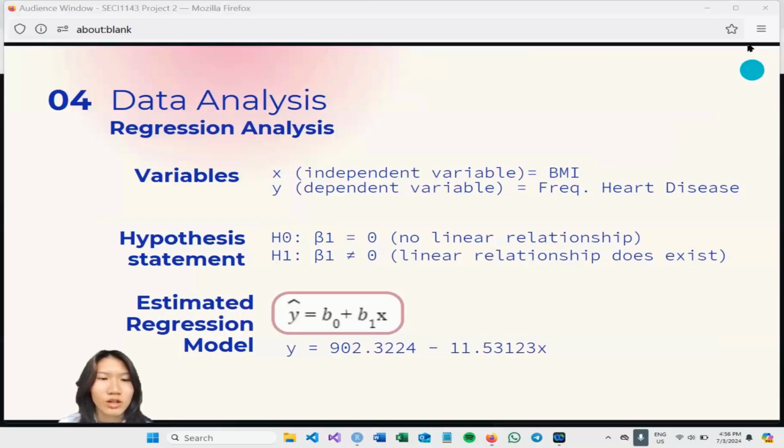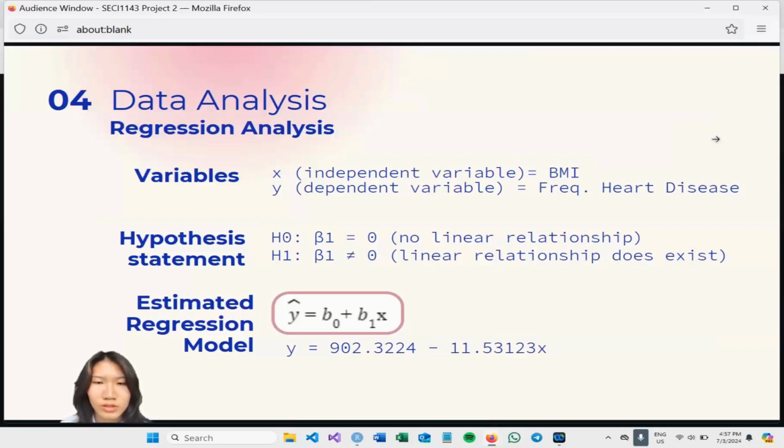Next, the third one is regression analysis. For this one, the independent variable is the BMI index, while the dependent variable is the frequency of heart disease occurrence, just like the previous correlation test. So for the hypothesis statement, the null hypothesis is that there's no linear relationship between BMI index and the frequency of heart disease, while the alternative statement is that a linear relationship exists between BMI index and the frequency of heart disease.